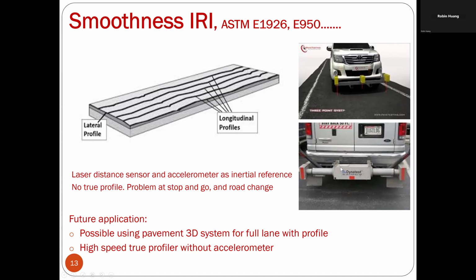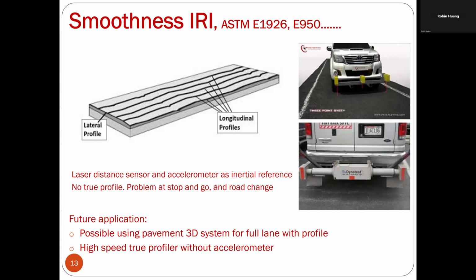This means the vehicle will be bouncing up and down. So we need some reference to remove the vehicle's vertical motion. Then we use the accelerometer to get the acceleration, and then we calculate the movement of the vehicle to remove the vehicle bouncing.